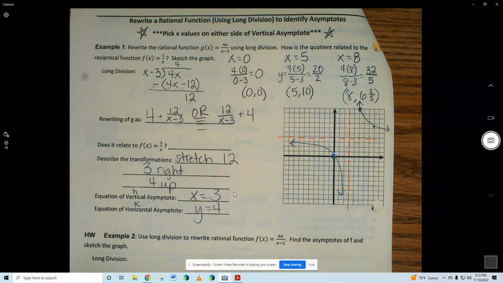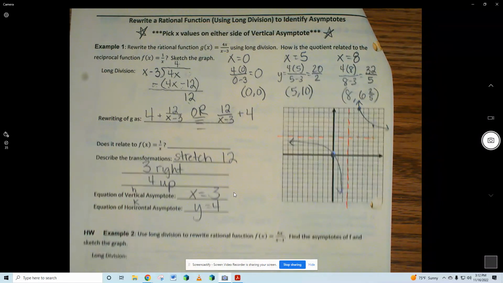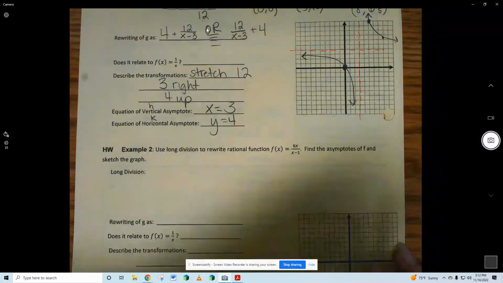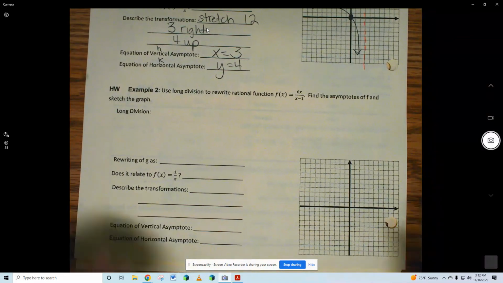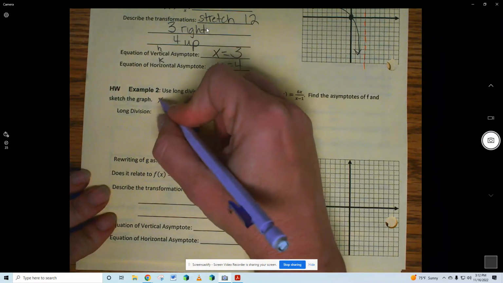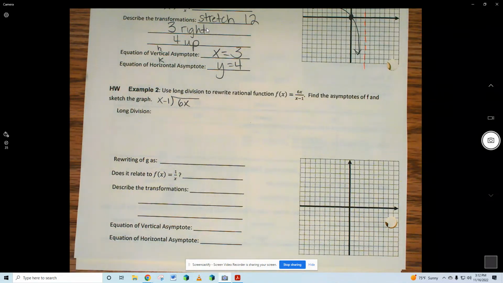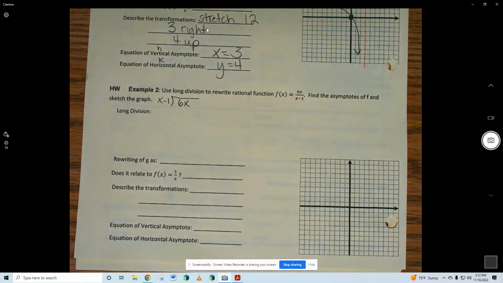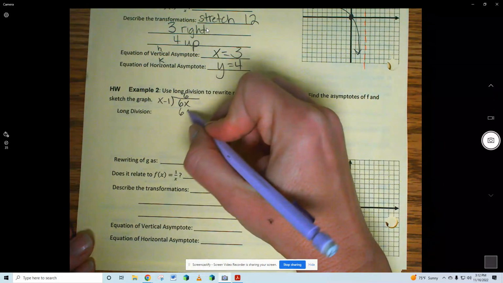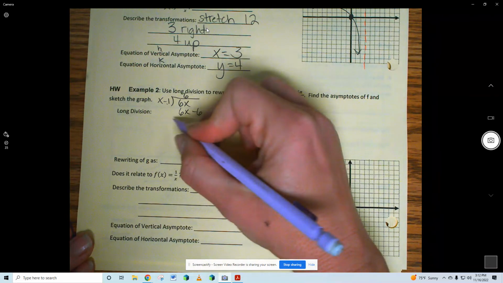All right, I'm ready to move on to example 2. Sorry. Okay. Use long division to rewrite it. Great. First things first. X minus 1, 6x. X goes into 6x. How many times? Okay, now I multiply. 6 times x, 6x. 6 times negative 1, negative 6.